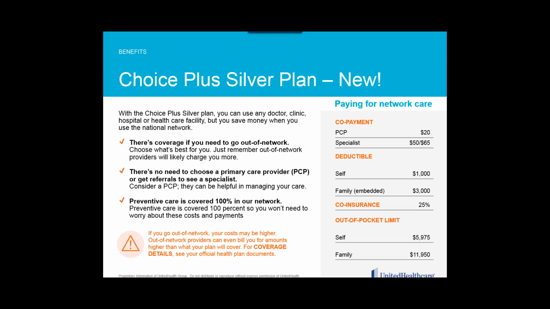The deductible for this plan will be $1,000, and the co-insurance will be 25%. Your out-of-pocket maximum on this plan is $5,975. So if you have a hospitalization, your worst case scenario will be that. Now let's talk really quickly about the out-of-network benefit, and that probably will be the only time I talk about it.